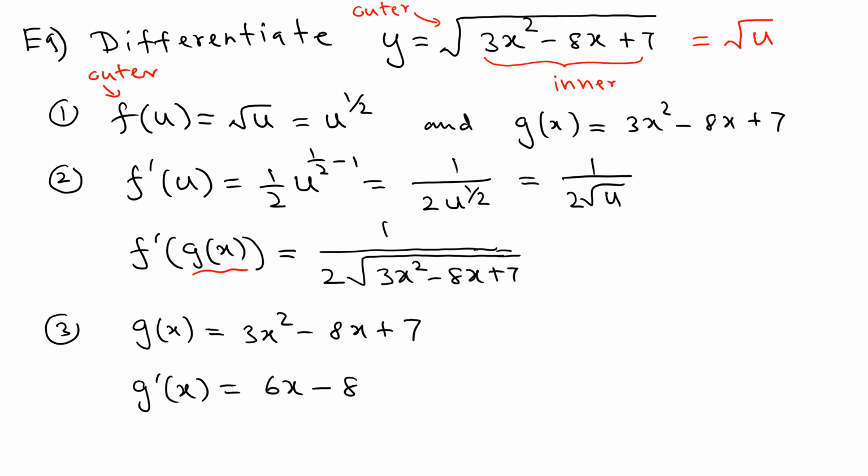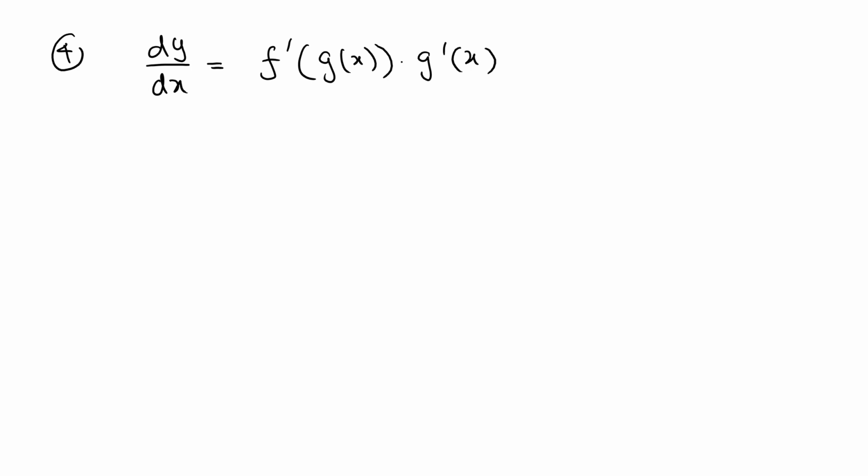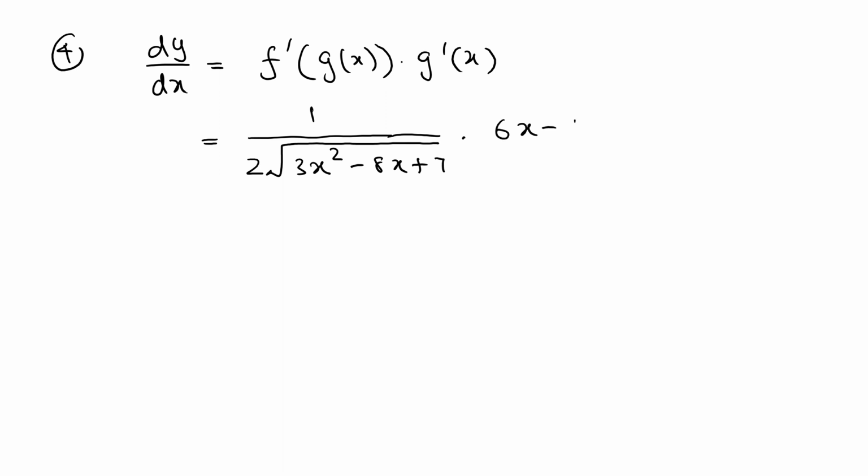Now we can use the formula and plug in those two. This is step number 4. The formula is dy over dx, using the original variable, is f prime evaluated at g(x), multiplied by the derivative of the inner function. We already know what f prime of g(x) is. We take the derivative of f and substitute g(x), which was 1 over 2 square root of 3x squared minus 8x plus 7, times g prime of x, which was 6x minus 8.